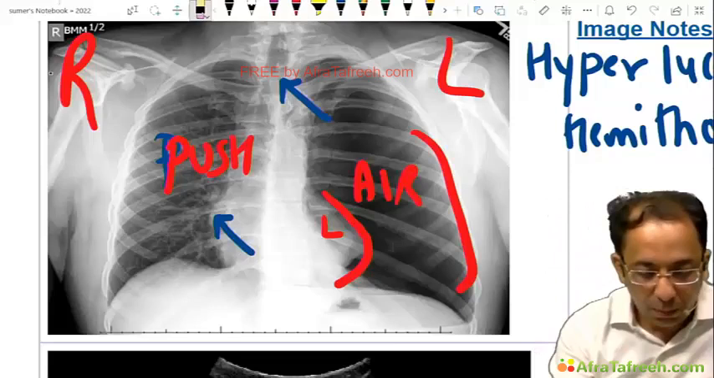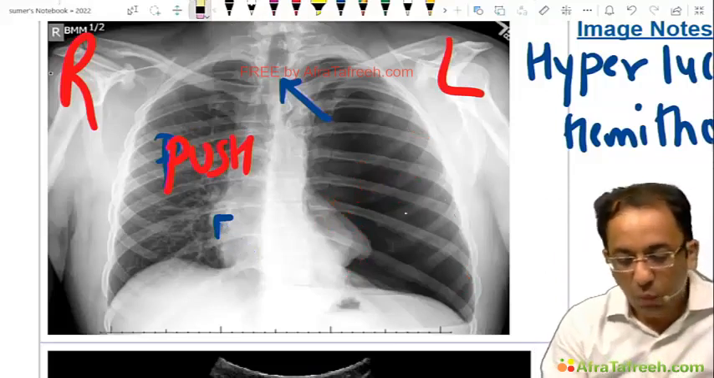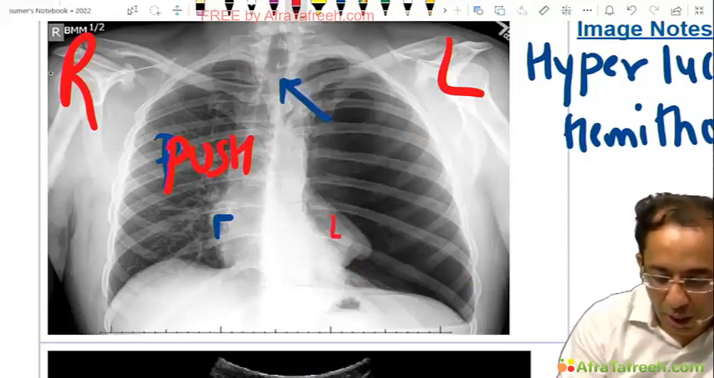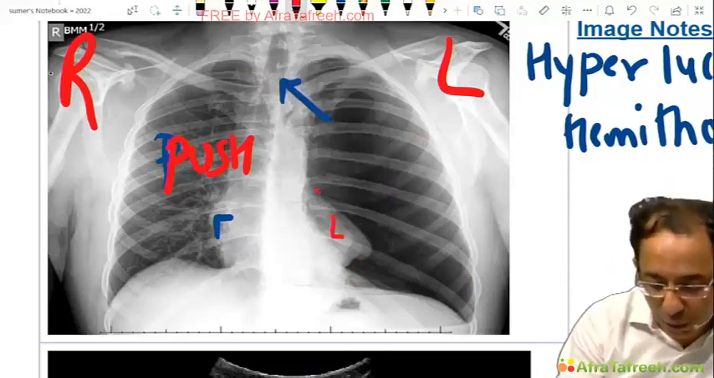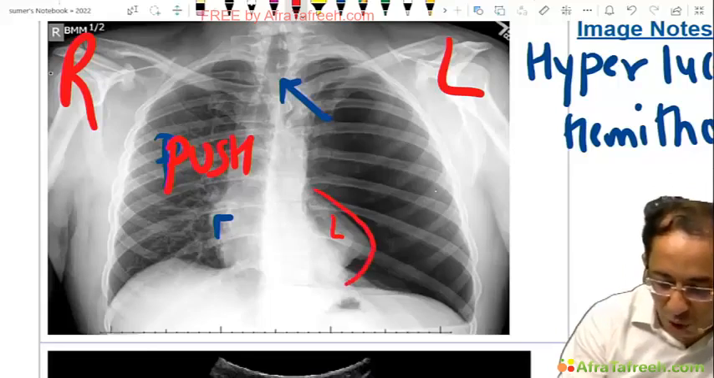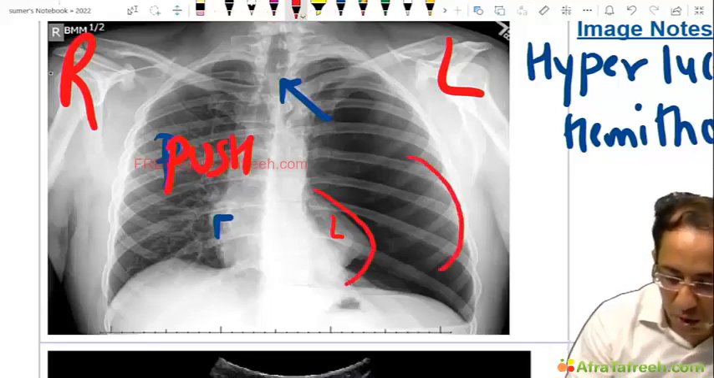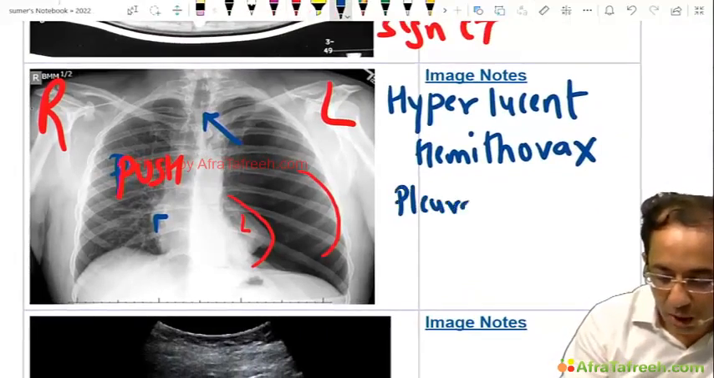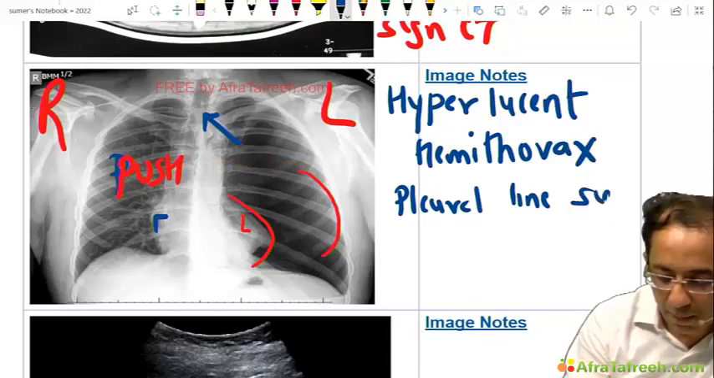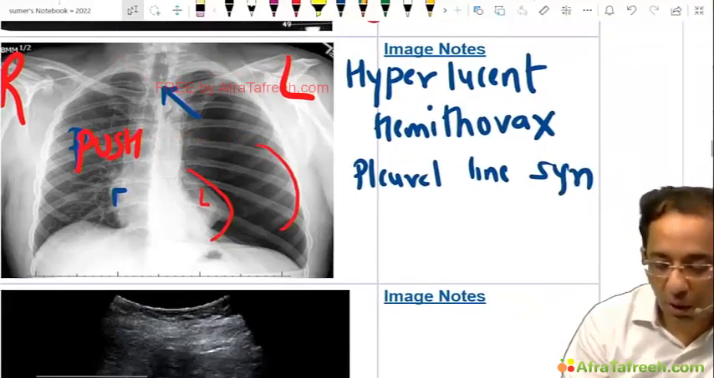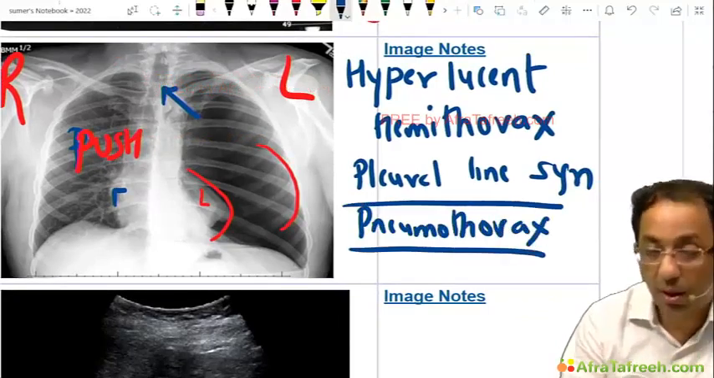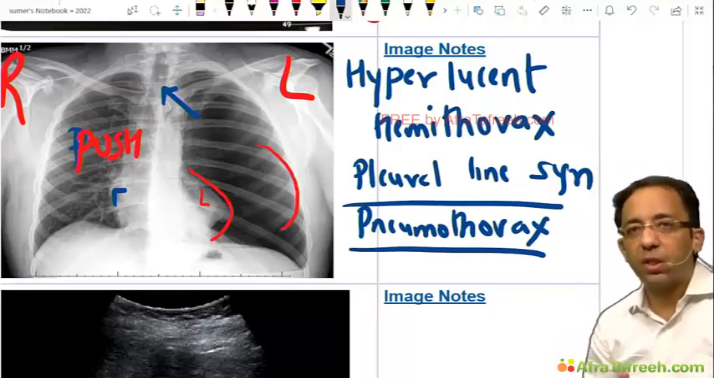Okay. Now my question is, why is this a pneumothorax? Because we can see the collapsed lung is outlined by a smooth border which is following the contour of the chest wall. This is called the pleural line sign. And what is your diagnosis? Pneumothorax. And with such a massive mediastinal and tracheal shift, it is most likely a tension pneumothorax.